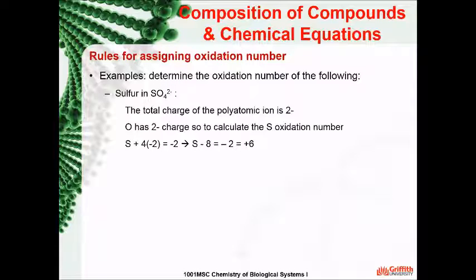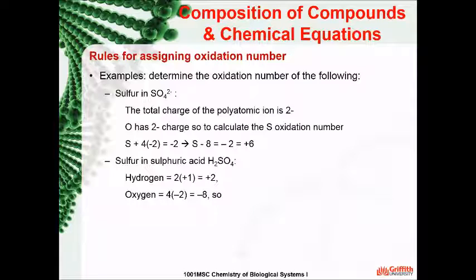How about the oxidation number of sulfur in sulfuric acid, H2SO4? Notice that the net charge for the molecule is 0. Hydrogen is 2 times +1, so that is equal to +2. Oxygen is 4 times -2, which is equal to -8. So, +2 plus sulfur plus -8 is equal to 0. Therefore, the sulfur must be +6.